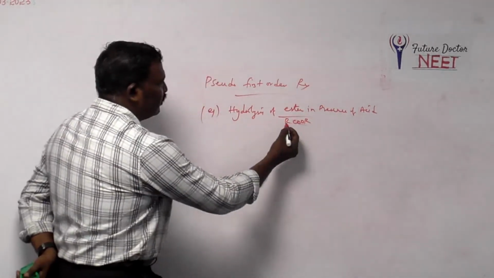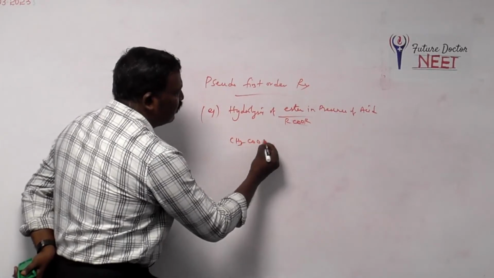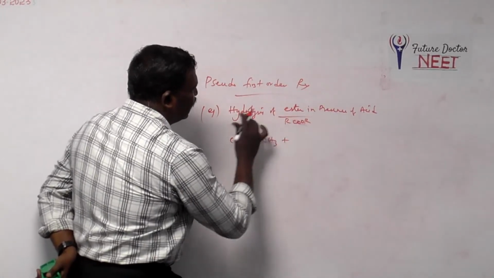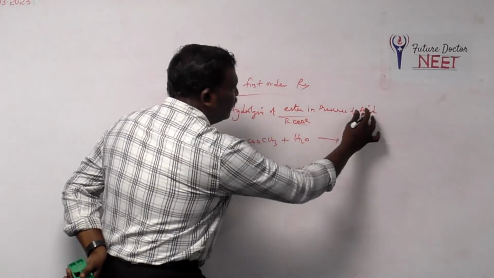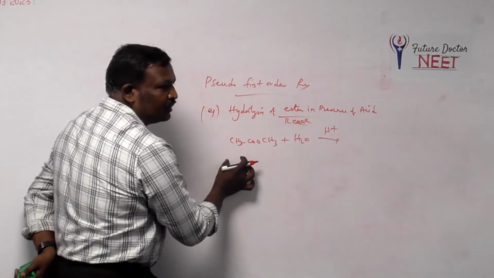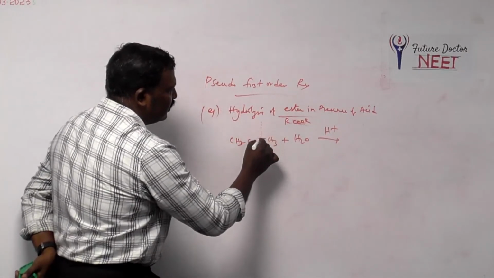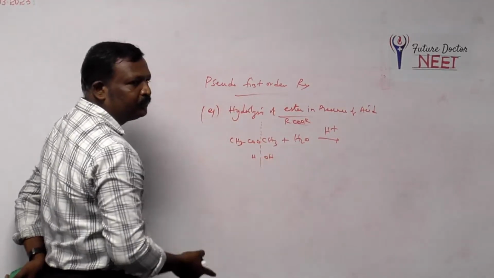So I'll give one example. Just listen. Instead of R, I put CH3: CH3COOCH3. Hydrolysis means what? H2O is added. Acid medium, so plus H+. Acid hydrolysis of ester. Understood? What happened? HOH. What's the product?